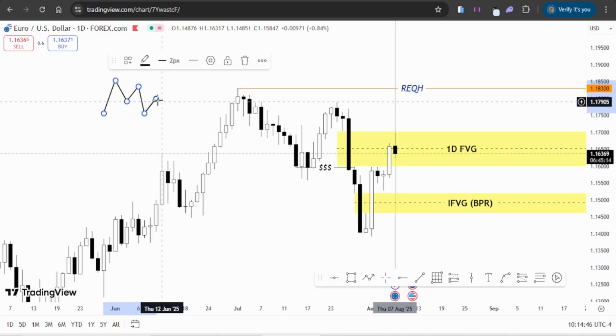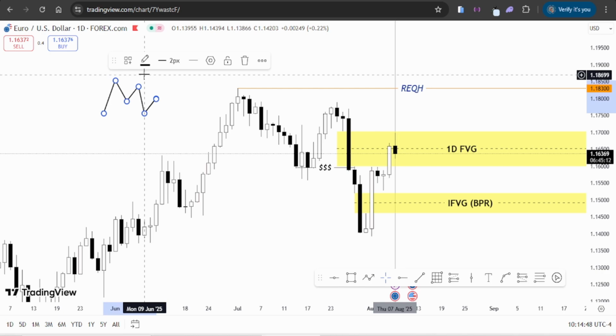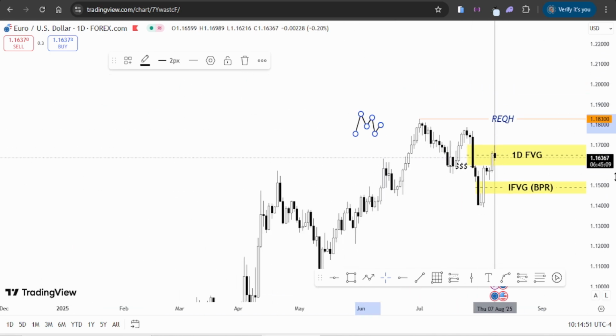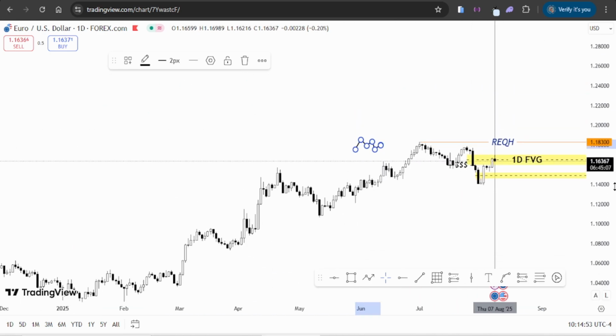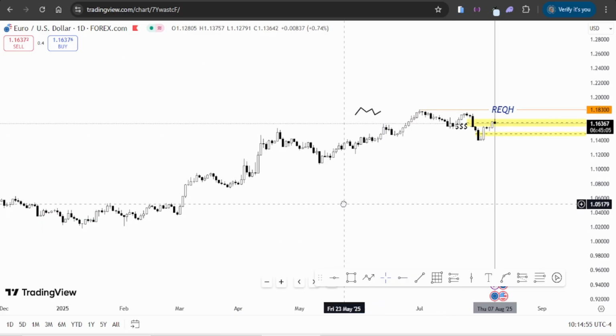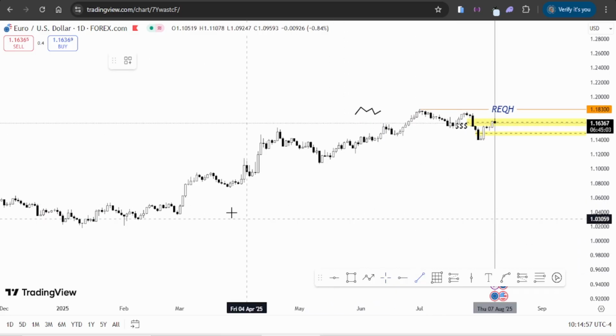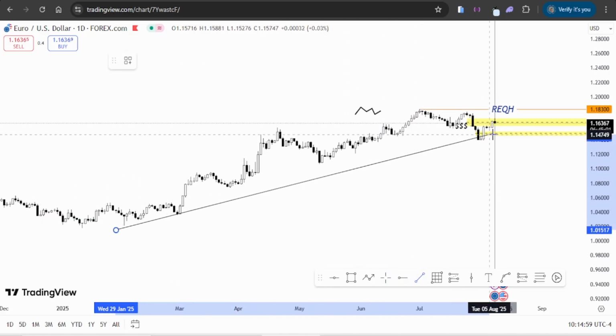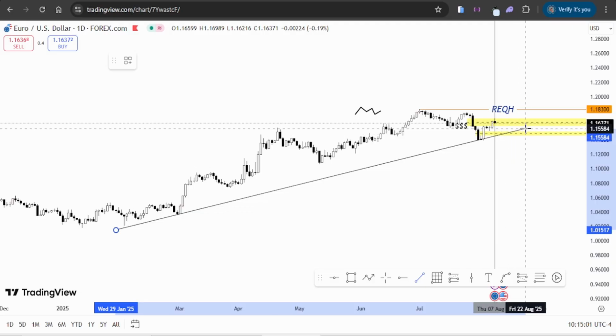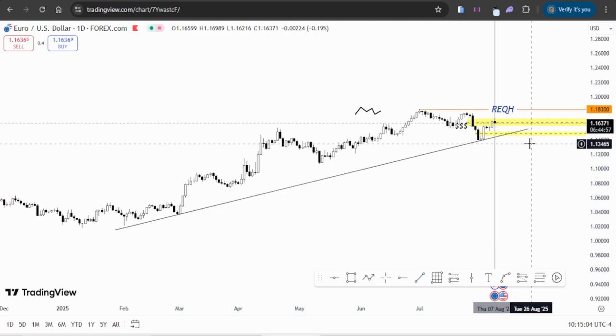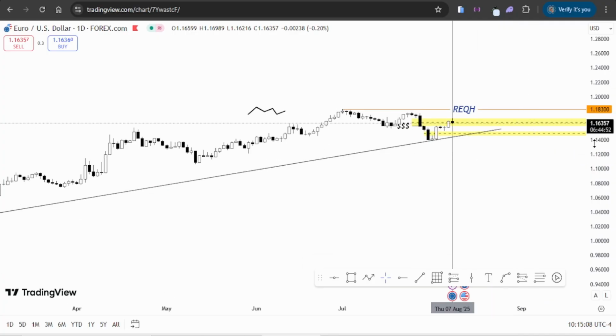We are expecting price to still attack this high that is here, because we are obviously in an uptrend, as you can see it here. If you take your trend line and mark out this level, you will see that the trend line is agreeing with us that Euro USD is in an uptrend.